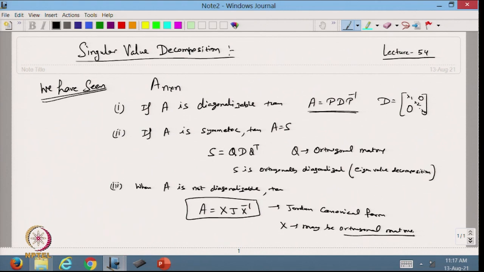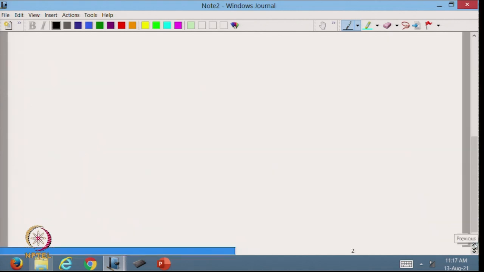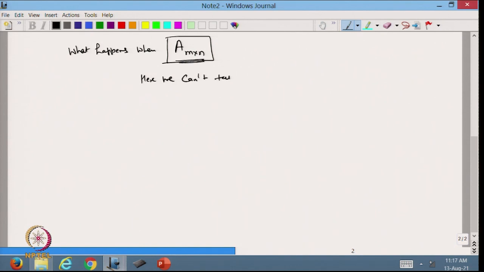So these things we have seen. Now the next question is, what happens when A is m cross n? In that case, what can we say about the eigenvalues of the matrix A, when A is a rectangular matrix? Here we cannot talk about eigenvalues of A.